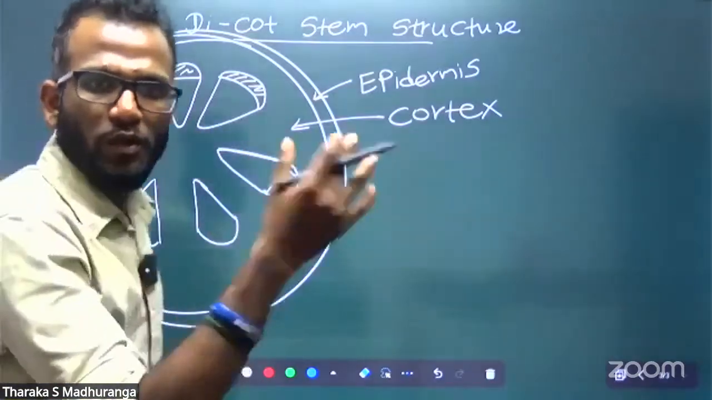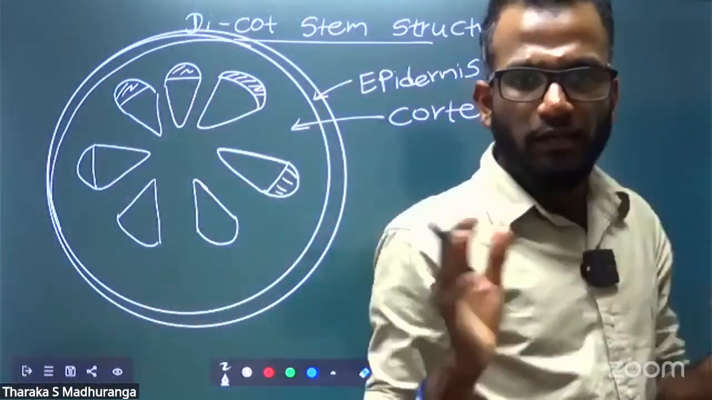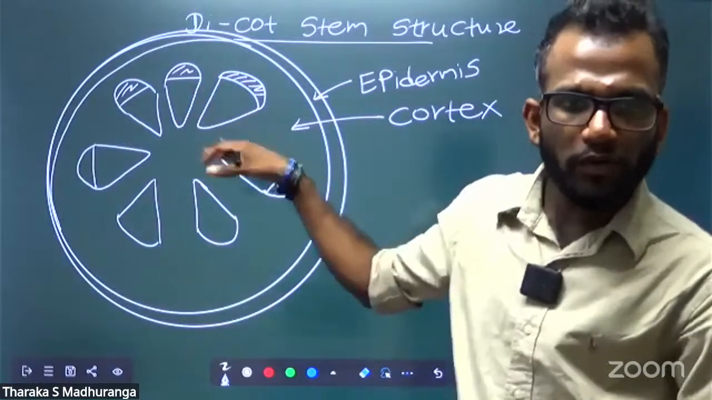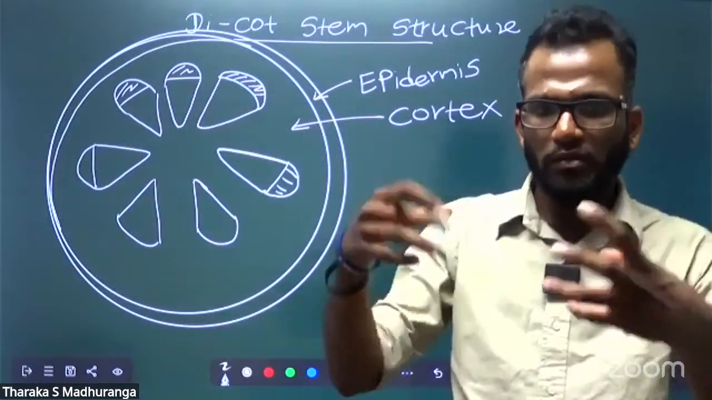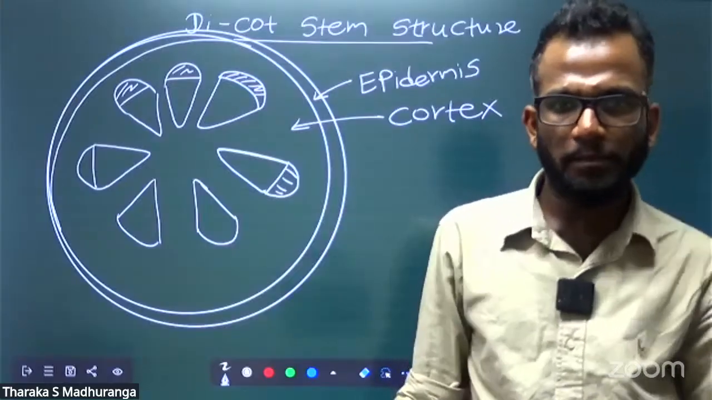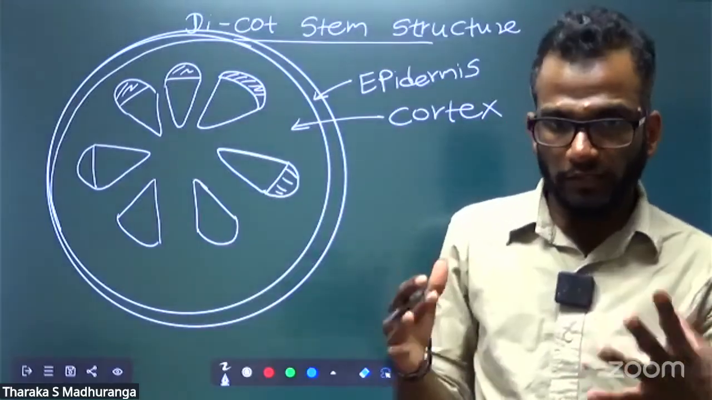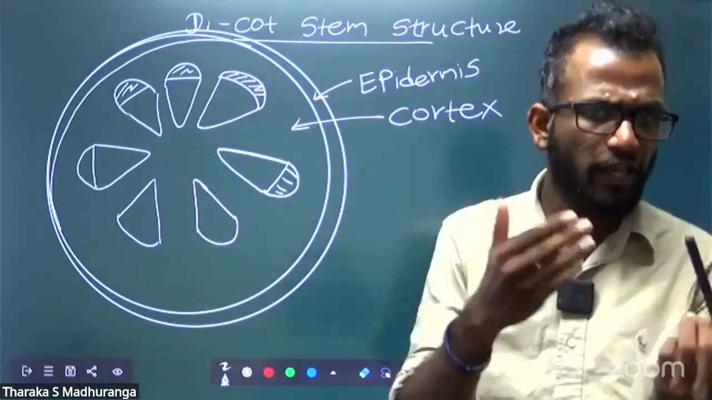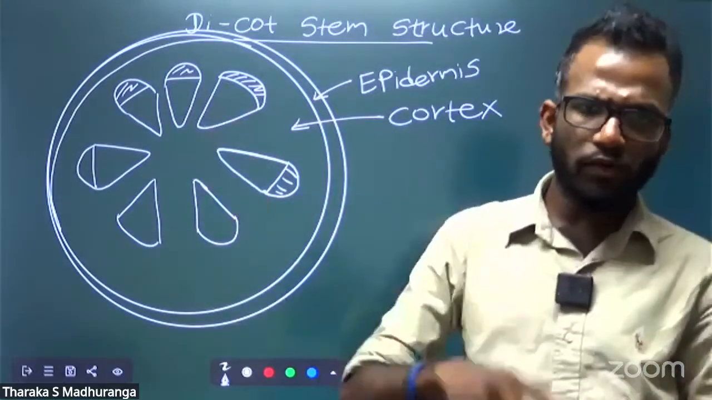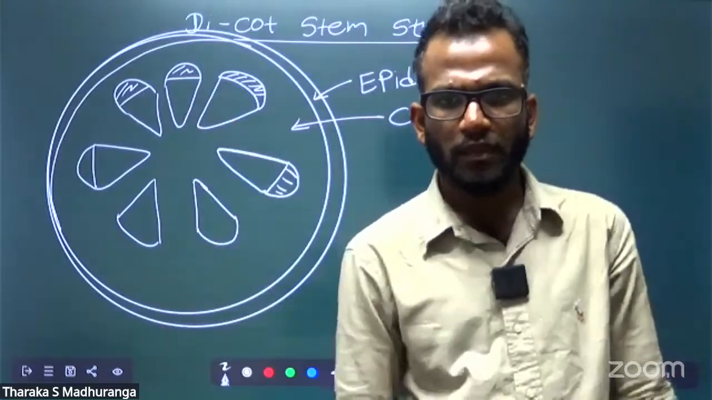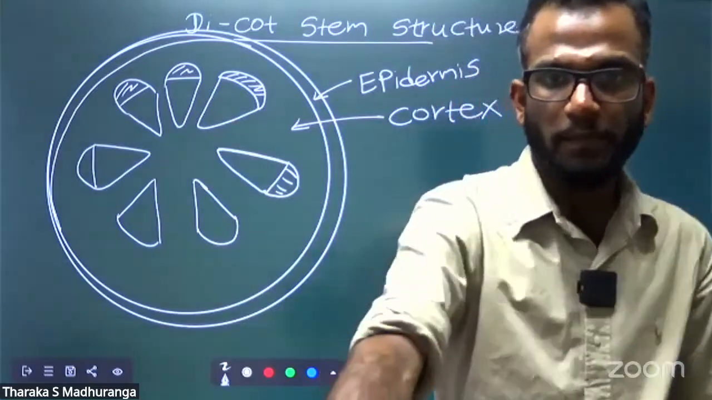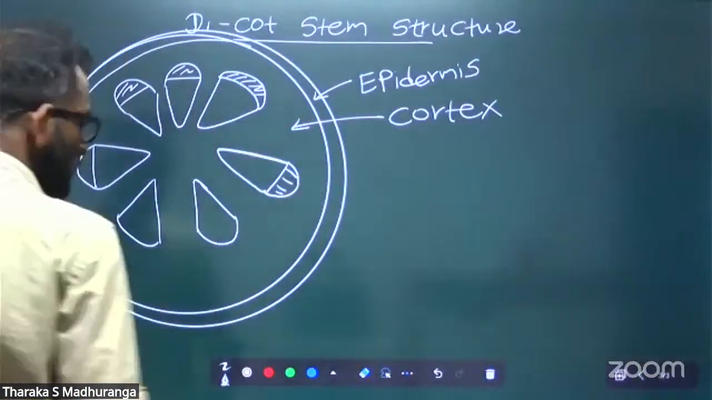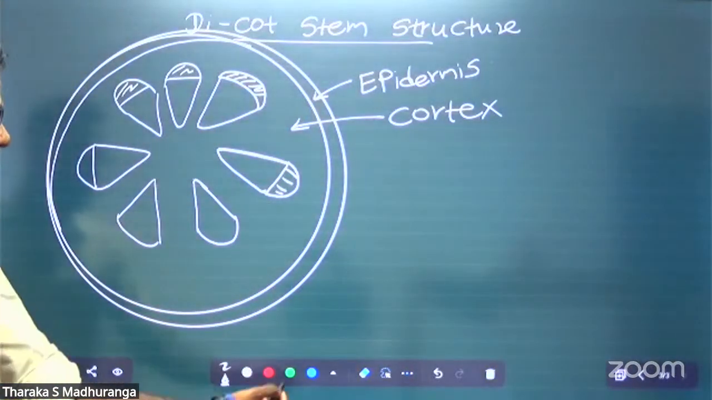Please draw between 8 and 13. Now I have drawn 8. That's a small plant stem. According to the plant stem size, the number of vascular bundles can change. Normally it changes from 8 to 13 or 14. Vascular bundles.